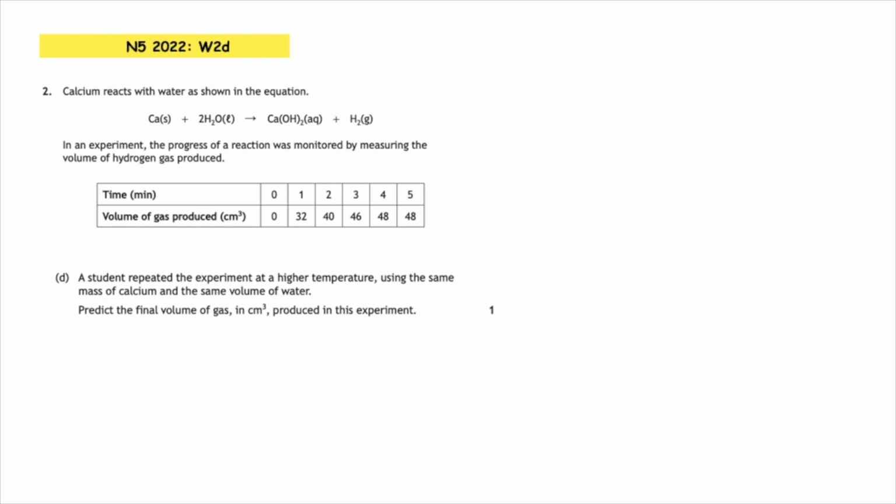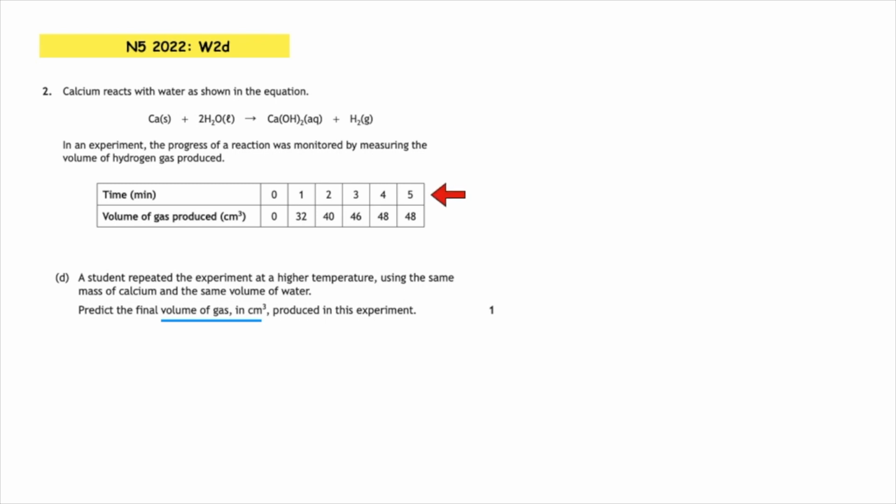Part D to this question, a student repeated the experiment at a higher temperature using the same mass of calcium and the same volume of water. Predict the final volume of gas in centimetres cubed produced in this experiment. Because we've got the same quantity of reactants, that's the mass of calcium and the volume of water, it means that the total volume will remain the same.